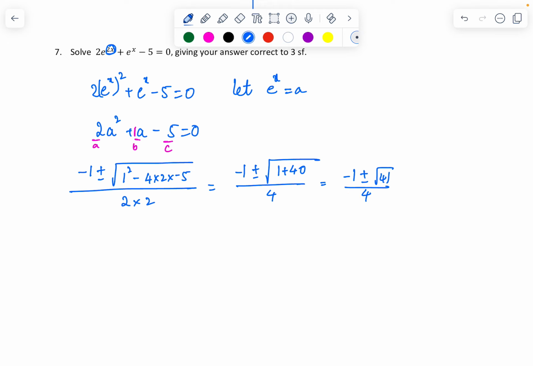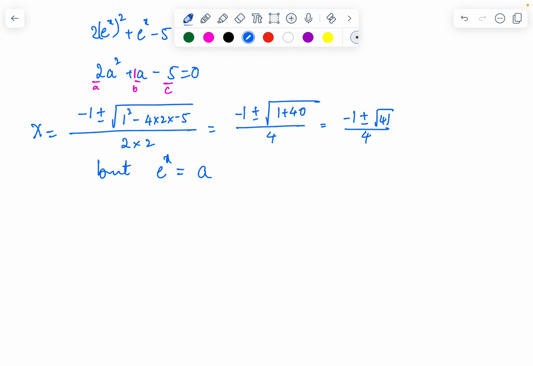We got these values, but we know that e to the power of x equal to a. So always remember e to the power of x must be greater than 0. So this is a equal to, not x equal to. We need to take only a as a positive value. So e to the power of x is going to be negative 1 plus square root of 41 over 4.